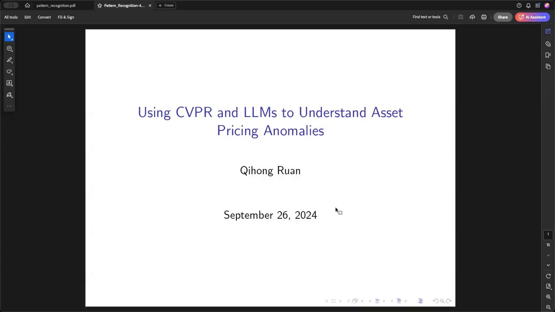Today, I'm going to present my work on using computer vision, pattern recognition, and large language models to understand asset pricing anomalies.